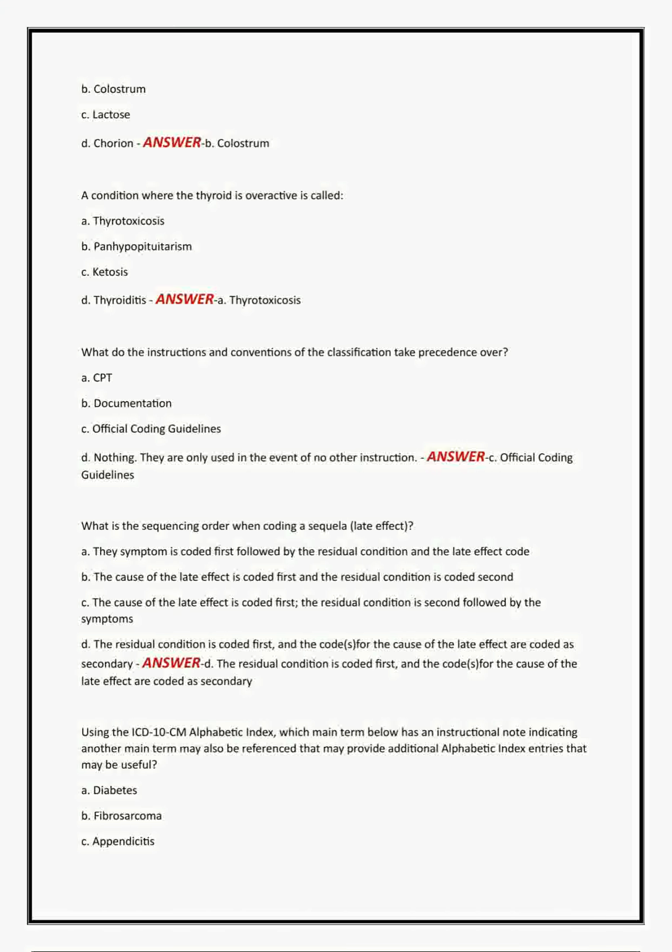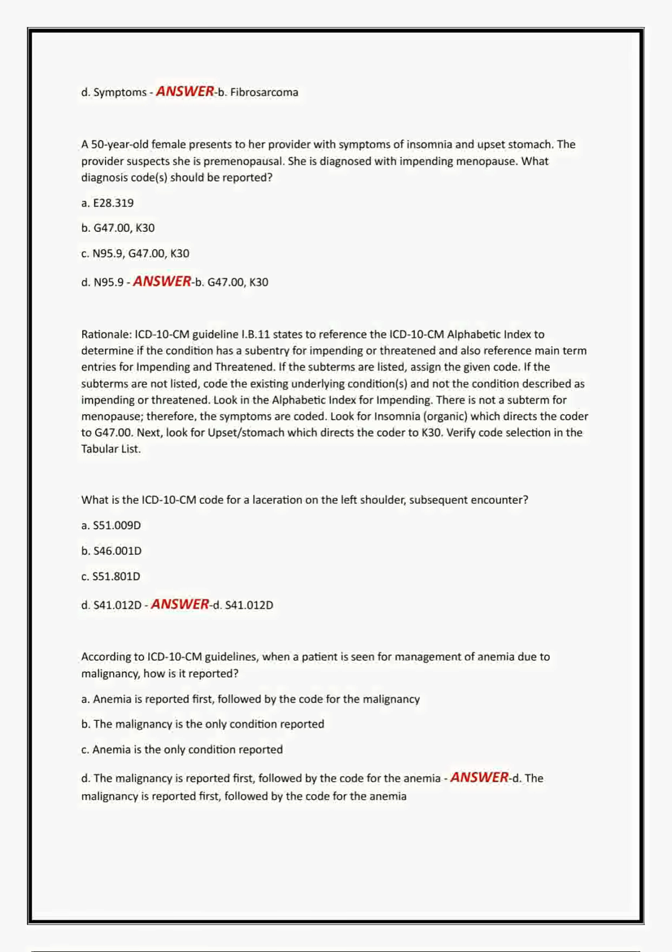Using the ICD-10-CM alphabetic index, which main term below has an instructional note indicating another main term may also be referenced that may provide additional alphabetic index entries that may be useful? A. Diabetes. B. Fibrosarcoma. C. Appendicitis. D. Symptoms. Answer B. Fibrosarcoma.